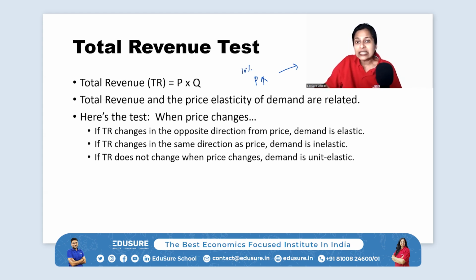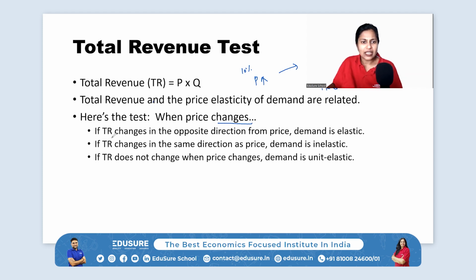If your revenue increases, then your good was inelastic. If your revenue stays the same, it's unitary elastic. If your total revenue falls, your good was elastic. So what happened? When price increased, if your total revenue falls, which means people substituted it for something else, so elasticity was more. So if your good is elastic and you increase price, your revenue will fall.